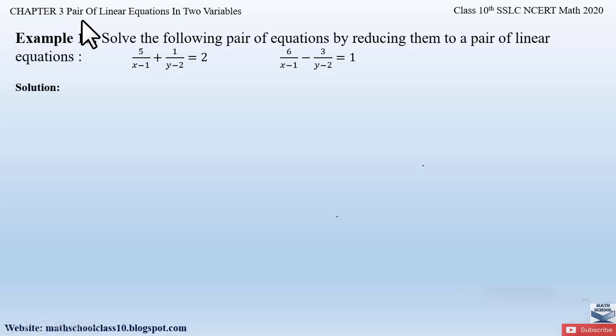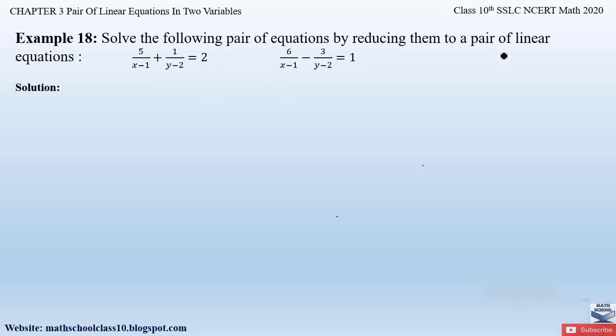Example 18 from chapter 3, pair of linear equations in two variables, says: solve the following pair of equations by reducing them to a pair of linear equations. So here they have given us two equations. First we have to reduce them to a pair of linear equations and then solve them and find out their solutions. Like how we did our previous example, example 17, it is very similar to that example.